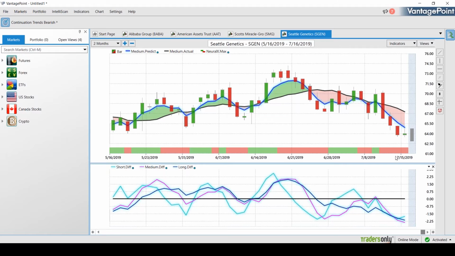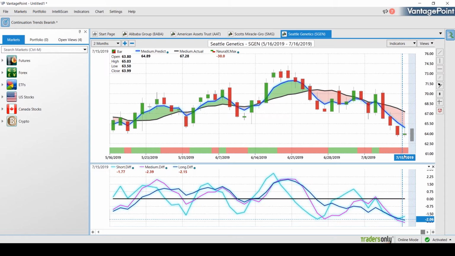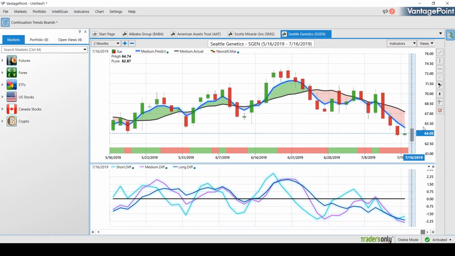But according to all of VantagePoint shortest term indicators, gray candle still moving down, red here on the neural index, as you can see, all 3 lines still well below that 0 line. We are in a fully established bearish trend, and this is expected to continue moving down.